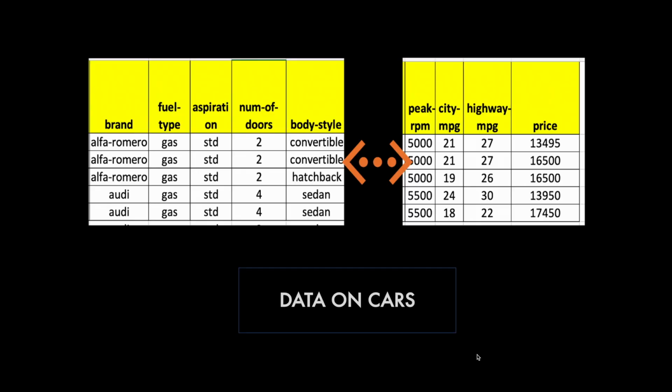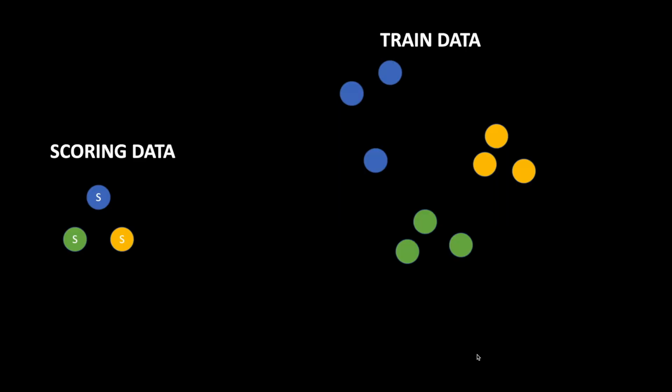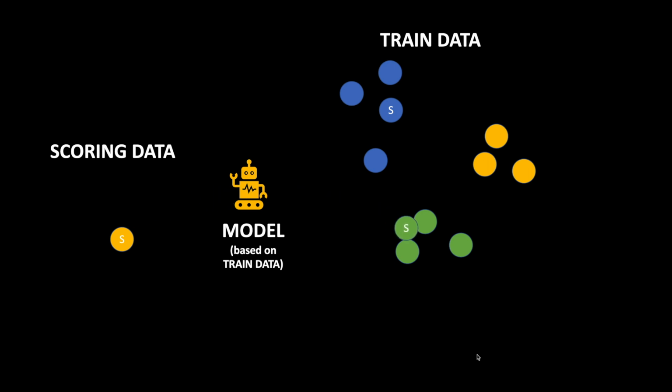In this demo, I'll be using a data set on cars. The data has different brands of cars, the different technical characteristics of the cars, as well as the price of the car. The data is split into two: the training data set and the scoring data set. The training data set is used to train the KNN model, and then using this model, we can find out the nearest neighbors of the records in the scoring data set. Now let me show you the visuals which you can use to analyze the results of the KNN algorithm.